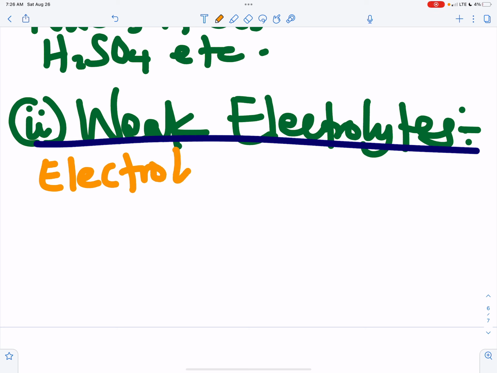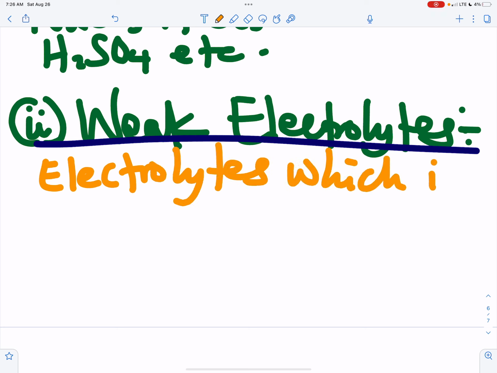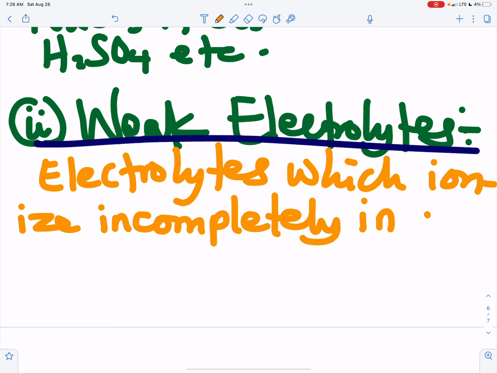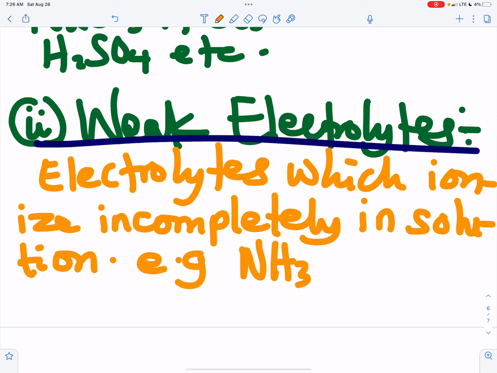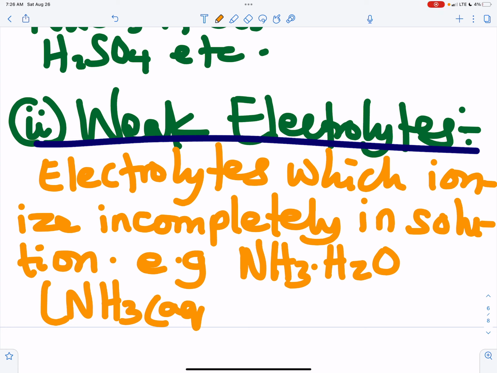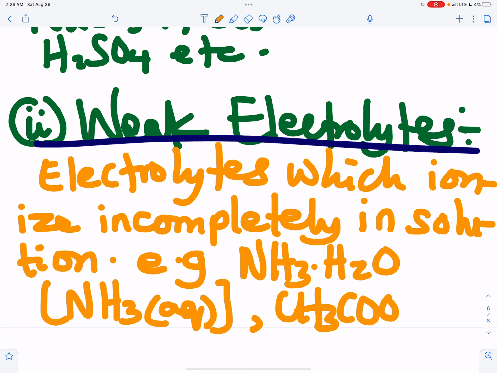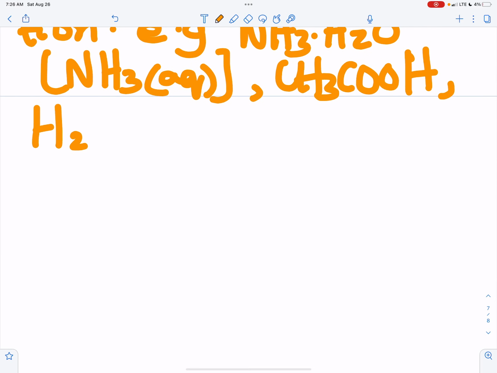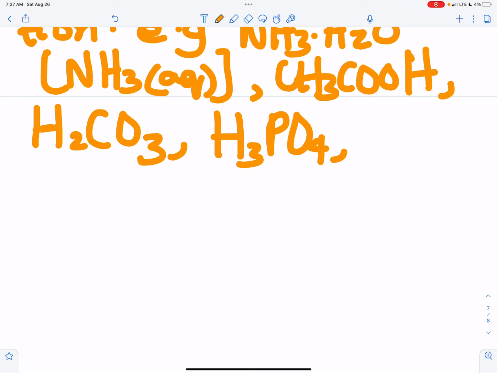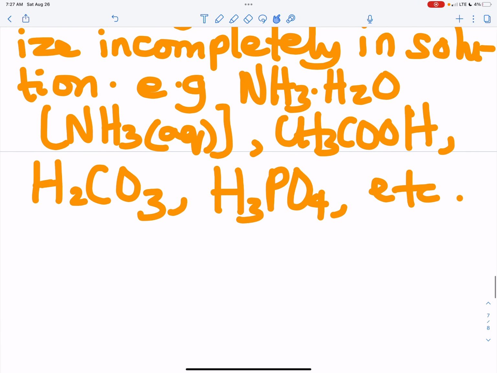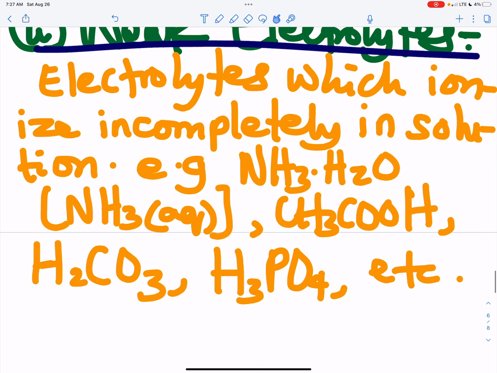While weak electrolytes are electrolytes which ionize incompletely in solution. There are many examples too. Aqueous ammonia, NH3.H2O, which is often written as NH3 aqueous, is a weak electrolyte. CH3COOH, acetic acid, is also a weak electrolyte. H2CO3, carbonic acid, is a weak electrolyte. H3PO4 is a weak electrolyte, and so on. So those are weak electrolytes, substances that ionize only slightly in solution.